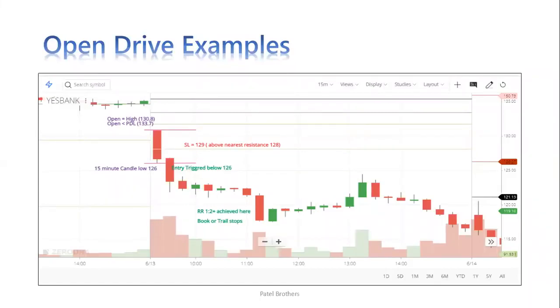How much risk should one take per trade? I would say I am taking 0.5%, but 1% is okay. You can risk 1% of your total capital per trade. So suppose your total capital is 10 lakh, you can take a 10,000 rupees risk.